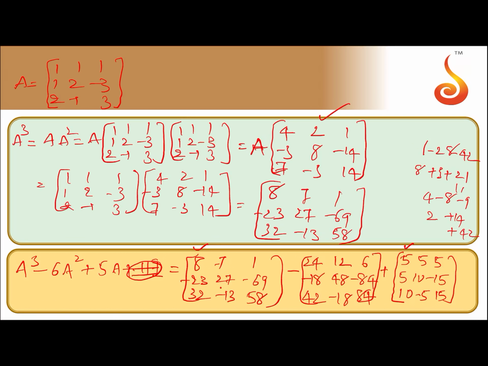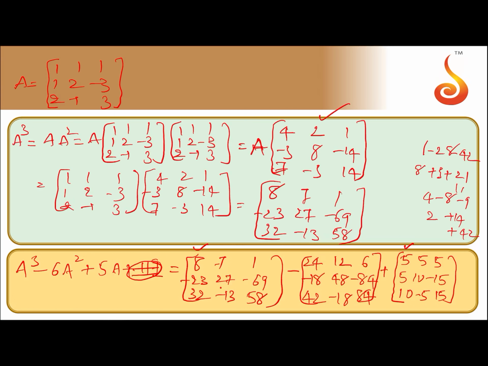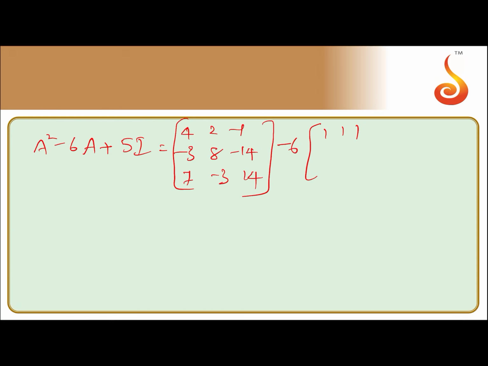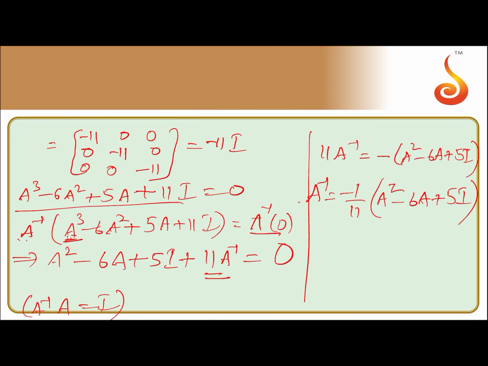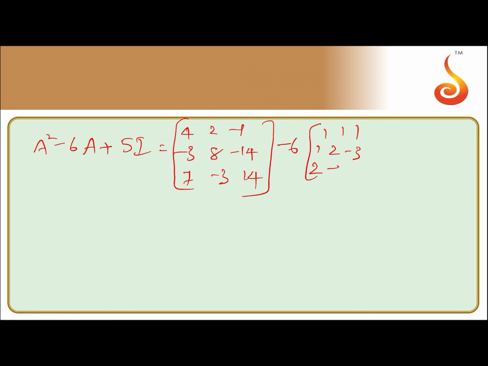Minus 6 times A, where A is 1, 1, 1; 1, 2, minus 3; 2, minus 1, 3. Plus 5 times the unit matrix 1, 0, 0; 0, 1, 0; 0, 0, 1. Let me simplify this one. You will be getting 4, 2, minus 1.